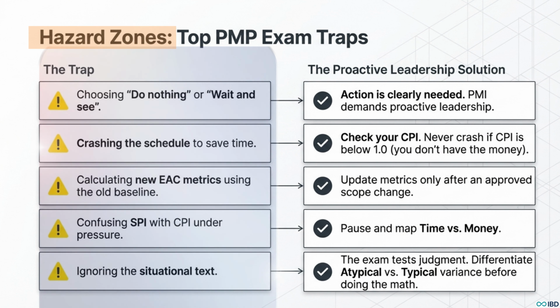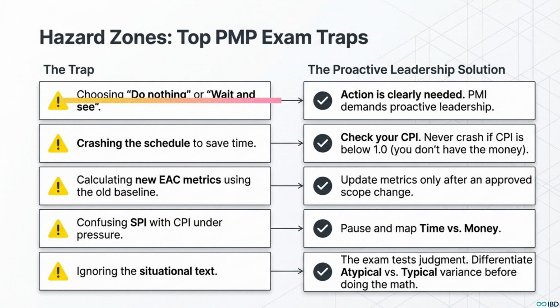You have to remember, this test isn't just about math. It's designed to see if you think like a leader, not a passive observer. So you'll see a lot of tempting answer choices like "do nothing" or "wait and see." That's almost always a trap. The mindset PMI wants is: action is required.